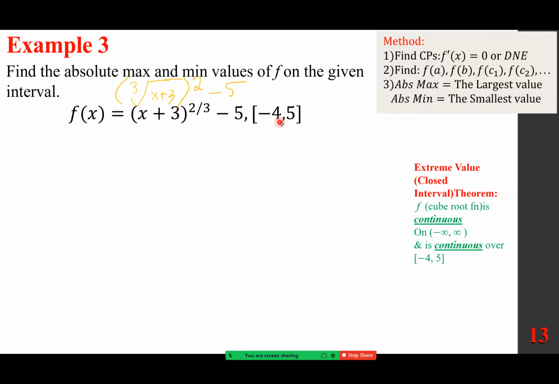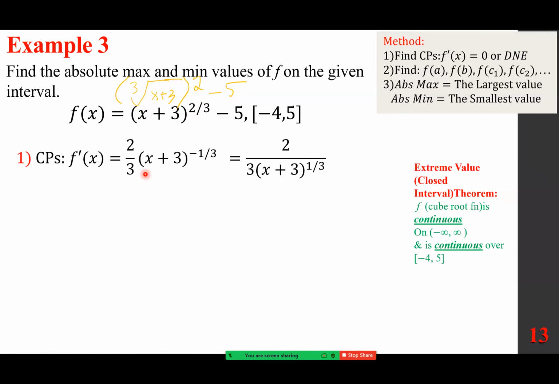So the next step is to find f prime of x. So 2/3, it's easier to use this one. 2/3 times x plus 3 to the power of 2/3 minus 1, which makes it -1/3, times the derivative of the inside, which is 1. And we are going to take this down to make it positive 1/3. Now, when f prime is 0 and when f prime doesn't exist, that's what we are going to work on.